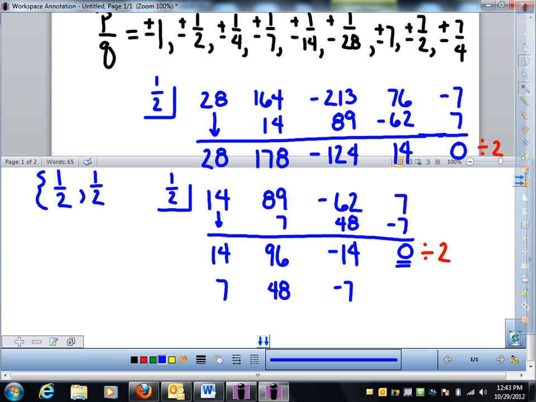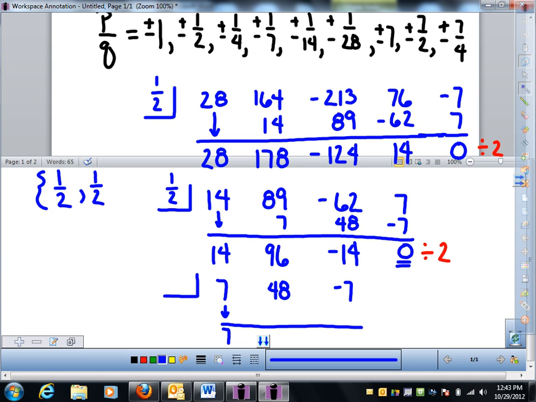All right. At this point, I can continue the process if I want to. Use my synthetic division again. We know it's going to be right here. Much smaller numbers. We know that this is going to come down as a 7. The other option I have is I can go through and use my depressed polynomial, which now leaves me with 7x squared plus 48x minus 7. I could look to see about factoring that.